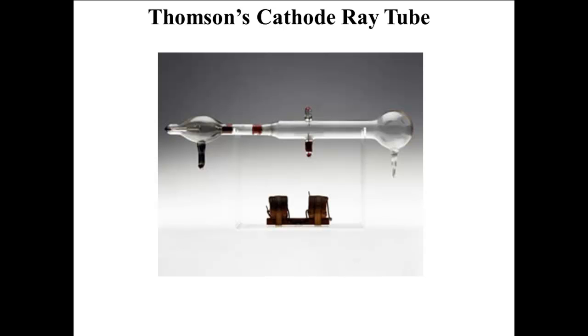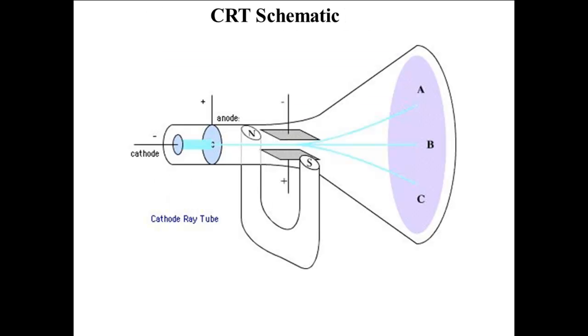J. J. Thomson performed some experiments with a cathode ray tube. This is a picture of his actual apparatus. The tube has a cathode, which is a metal electrode that produces the cathode rays, an anode with a hole in it through which the cathode rays pass, an electromagnet, and a pair of charged plates. Here is a schematic which helps us to explain what's going on.